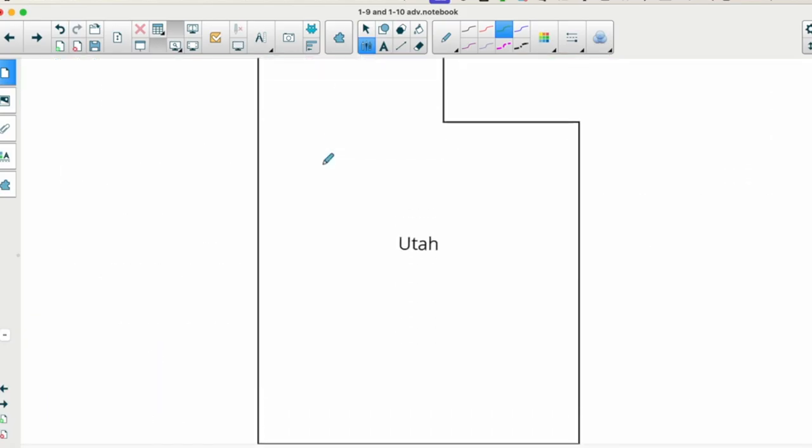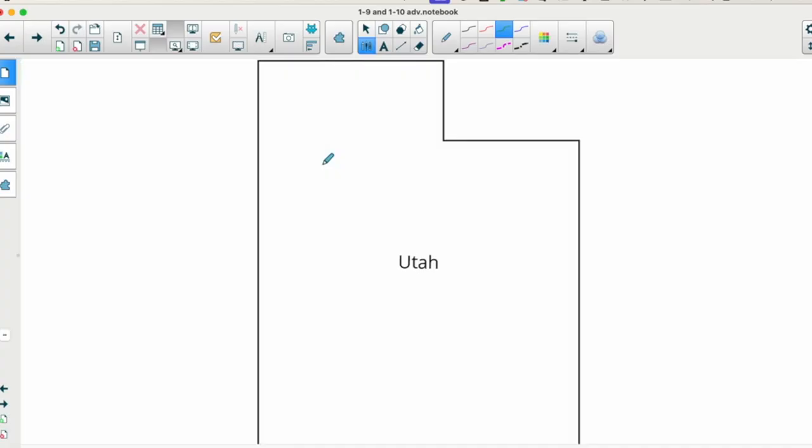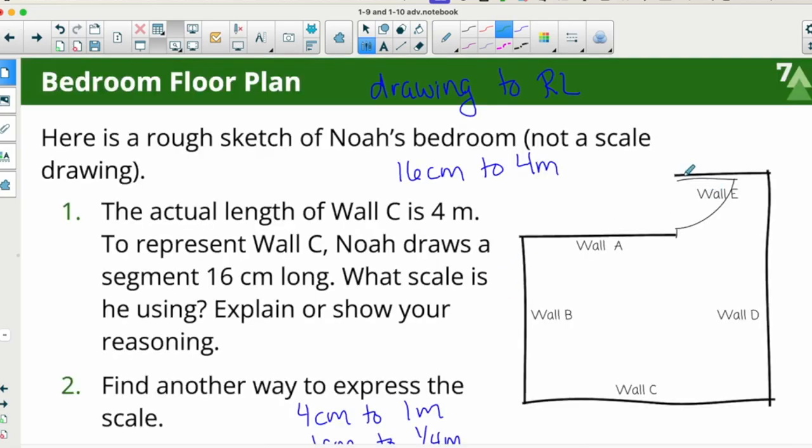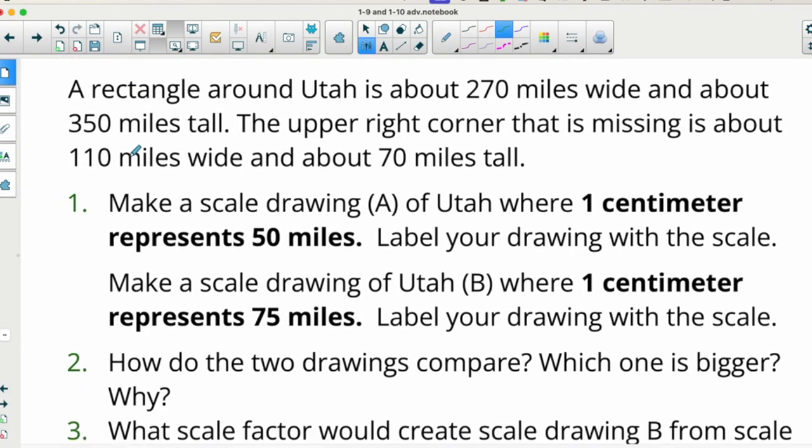And then we looked at the state of Utah, and we noticed it kind of looks like a rectangle with a chunk cut off. It actually also reminds us a little bit of Noah's bedroom. If I think about this right here, just flip the other way. And so we're told a rectangle around Utah is 270 miles wide and about 350 miles tall. The upper right corner that is missing is about 110 miles wide and 70 miles tall.